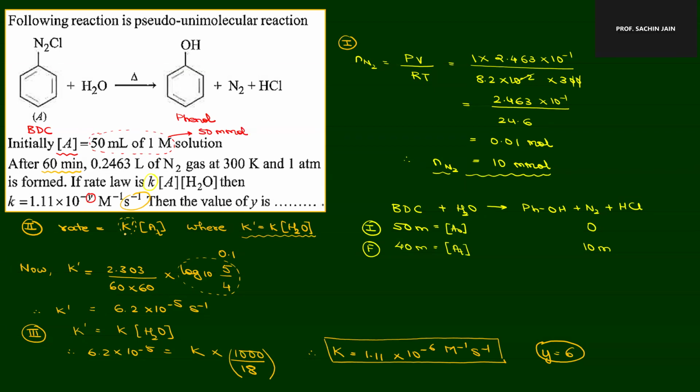तो अब ये जो k डैश है वही अपना इंटीग्रेटेड रेट लॉ एक्सप्रेशन से ढूंढ लिया, 2.303 upon time log to the base 10 a naught by a t. अब ये जो k डैश है, that's a combination of k and H2O, जिसमें वाटर का concentration is a constant which I substituted as 1000 by 18. Okay, sir. ठीक है, तो उससे जो भी k का वैल्यू आएगा, that will be 1.11 into 10 to the minus some power. वो पावर आपको यहाँ पे ढूंढना था, which comes out to be 6. समझा? Yes, sir.